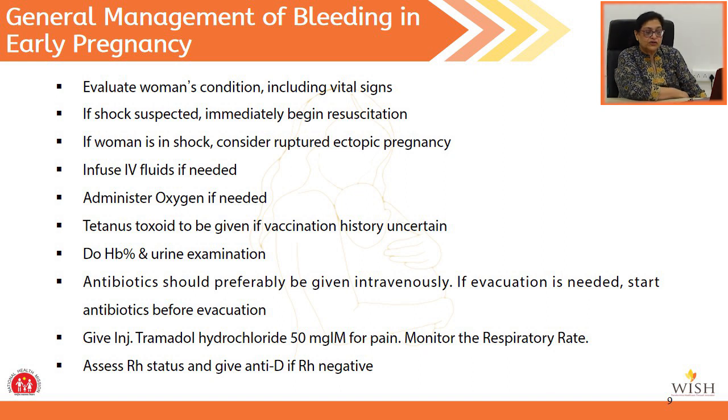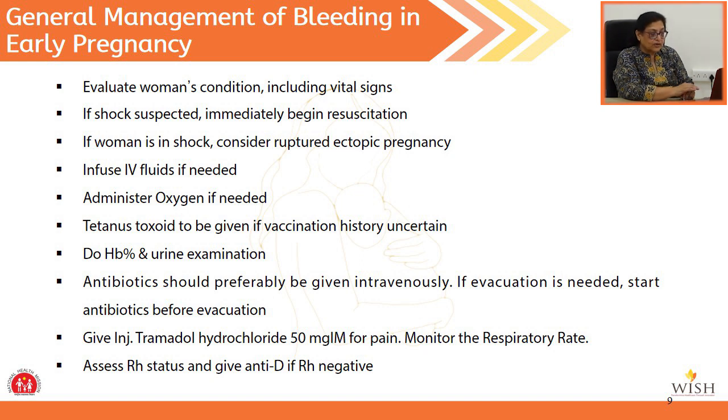What is the management of bleeding in early pregnancy? This is in general, not only for abortion, but for any bleeding that occurs in early pregnancy. The first thing, you should be able to evaluate the woman's condition, see her pulse, her blood pressure. If there has been a lot of bleeding, she may be in shock. In such a situation, you should begin the resuscitation.